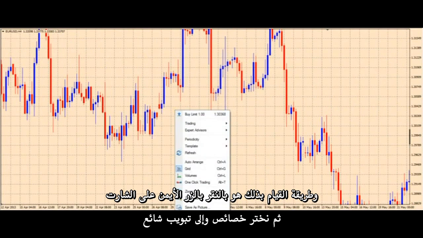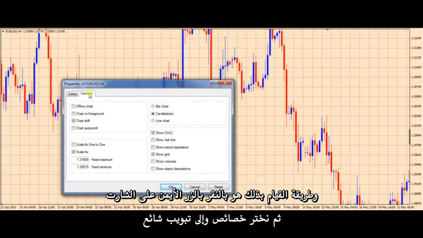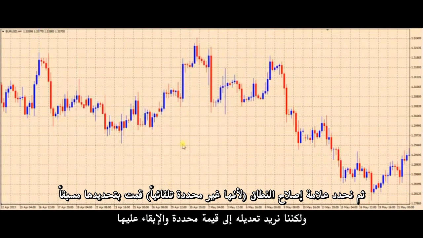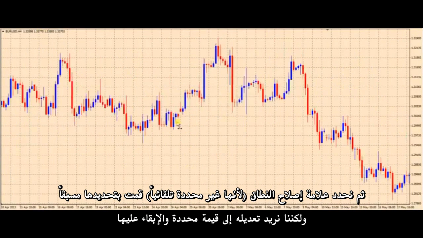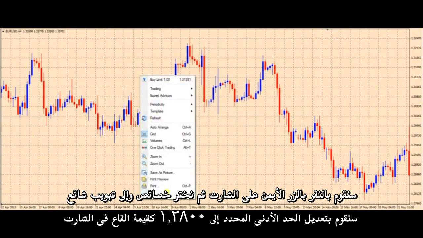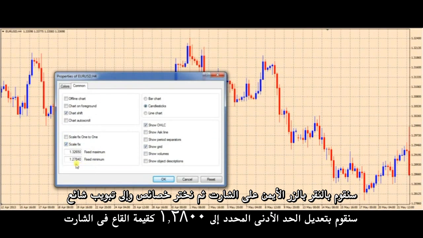The way to do that is simply to right click on the chart, go to properties, go to the common tab, and click on scale fix, because when it's not checked, obviously the chart automatically sets its scale so all the price fits into the chart, but we don't want that. We want it set to a specific scale. We want it to stay at that scale. So we right click, go to properties, click on the common tab, click on scale fix, and then whatever value we have for the bottom, in this instance I'll use 1.2800 as our bottom value.